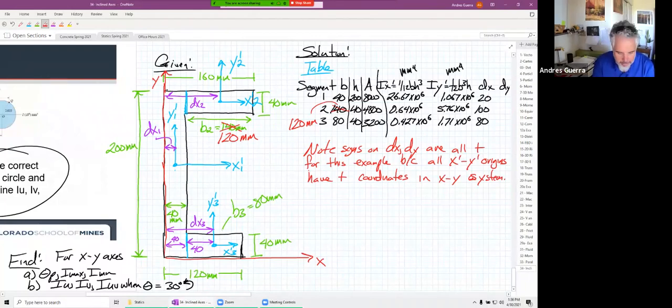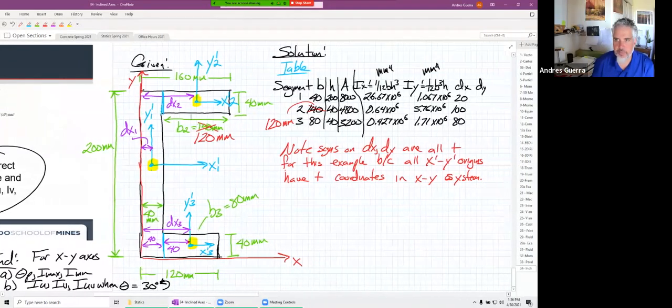Right? Doesn't this, let me highlight it here. Doesn't that point right there, the only point that's highlighted on our picture, with respect to the red axes, isn't that a positive x and a positive y coordinate? This point right here, positive x and positive y coordinate with respect to the red coordinate system.